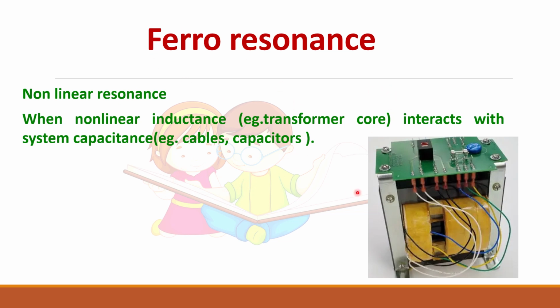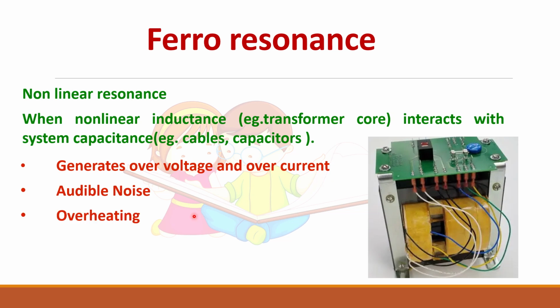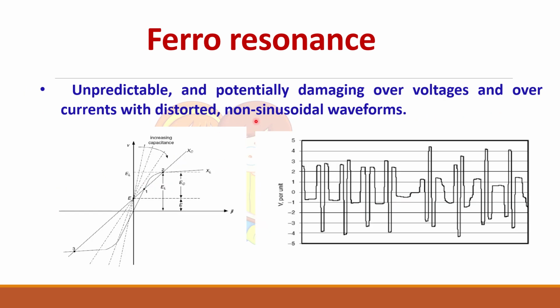It is an undesirable event in a power system and it has to be avoided at all cost. So this generates over voltage and over current, audible noise, overheating and flickering. And if you see the waveform, it will not be a sinusoidal waveform, rather an unpredictable waveform you will get. So this at all costs should be avoided.